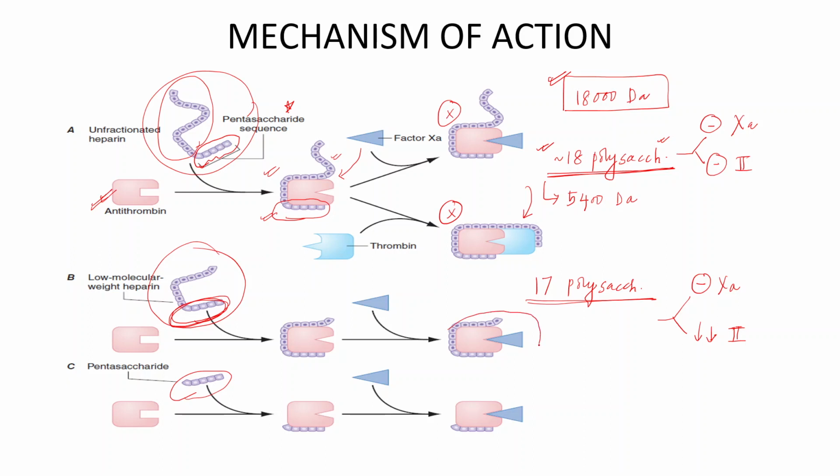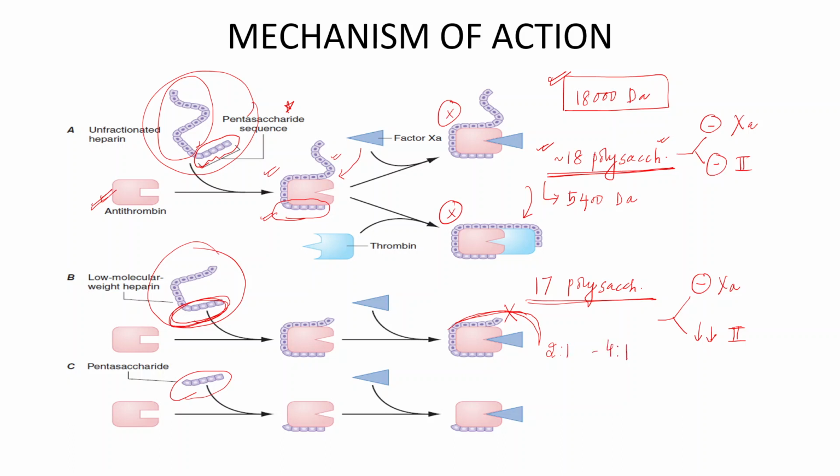It is unable to form the loop for thrombin because it has a shorter length. Okay, so that's why it will inhibit factor 2, but at a very low efficiency. So the anti-factor 10A to anti-factor 2A activity is around 2:1 to 4:1.